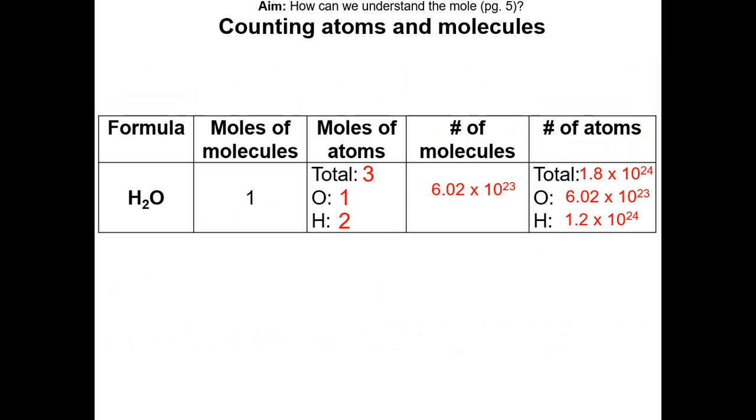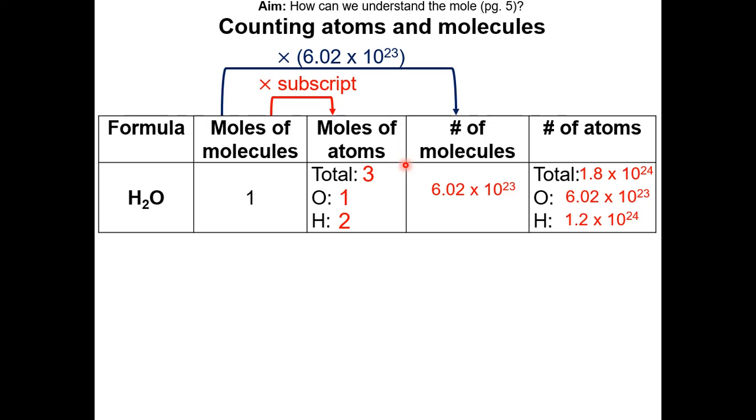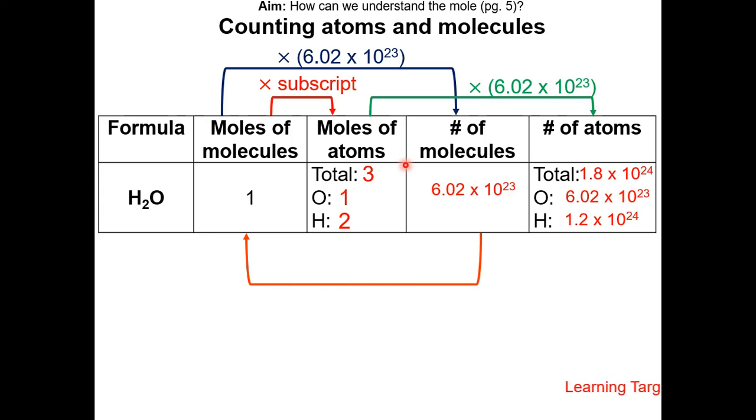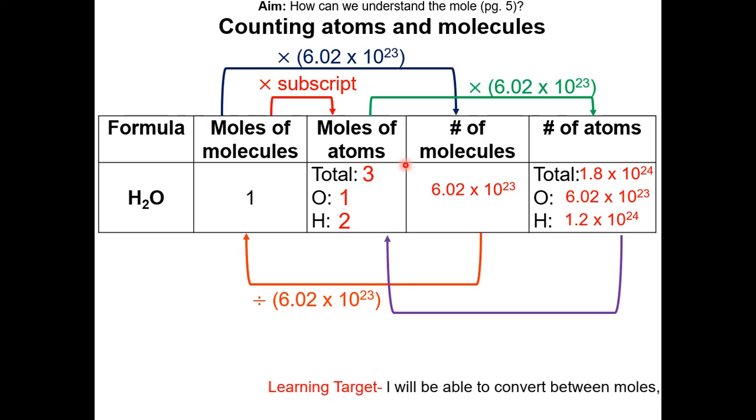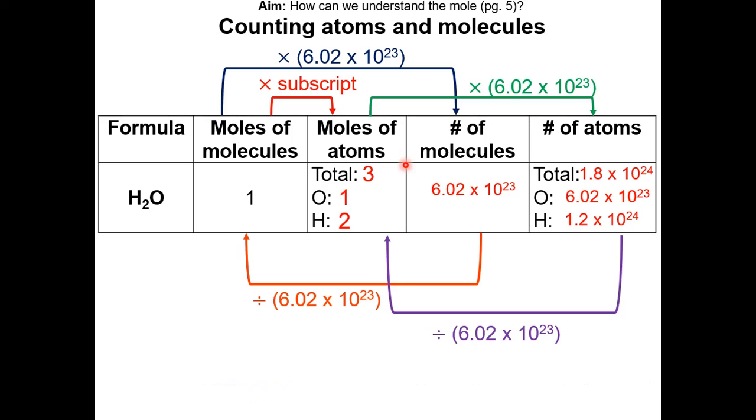to the 23rd. So to help you visualize the calculations, to go from moles of molecules to moles of atoms, you multiply it by the subscript present in the chemical formula. To go from moles of molecules to number of molecules, you multiply by 6.02 times 10 to the 23rd. To go from moles of atoms to number of atoms, you multiply by 6.02 times 10 to the 23rd. To go from number of molecules to the moles of molecules, you divide by 6.02 times 10 to the 23rd. To go from number of atoms to moles of atoms, you divide by 6.02 times 10 to the 23rd. To go from moles of atoms to moles of molecules, you divide by the subscript in the chemical formula.